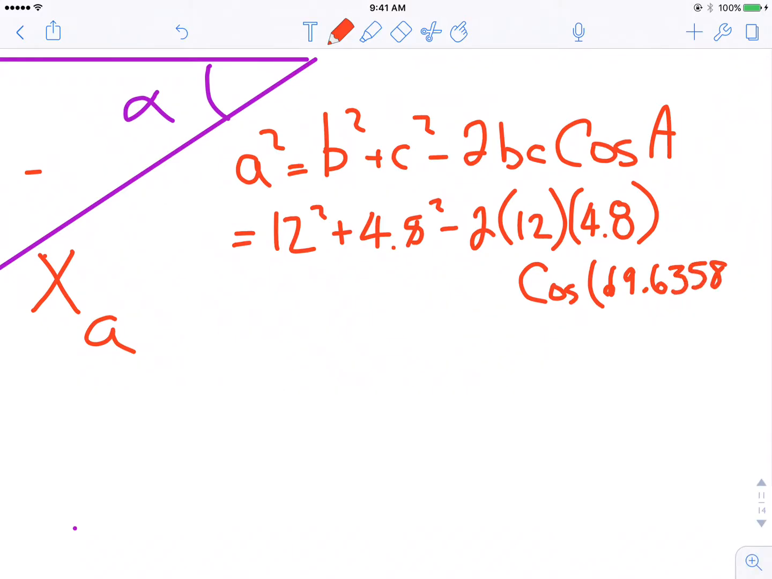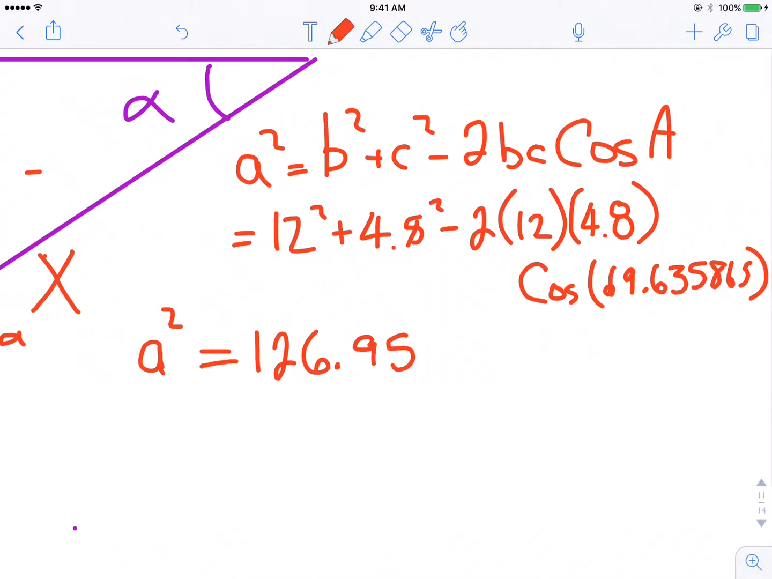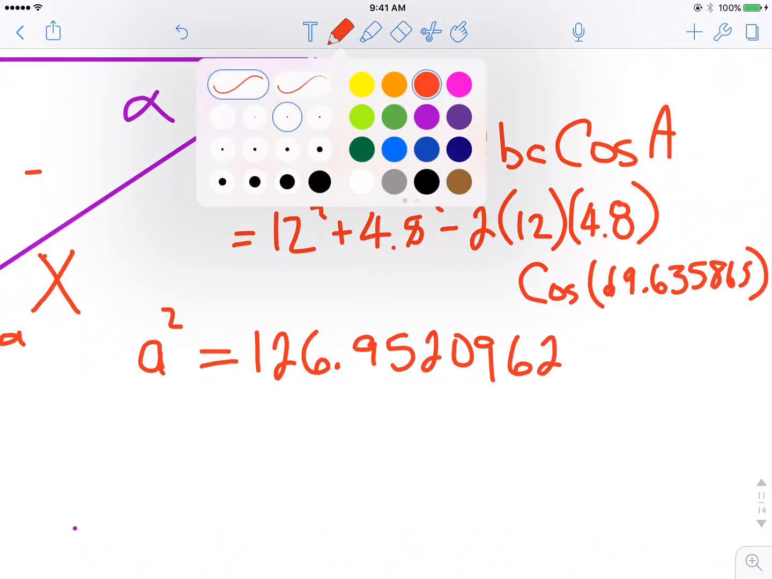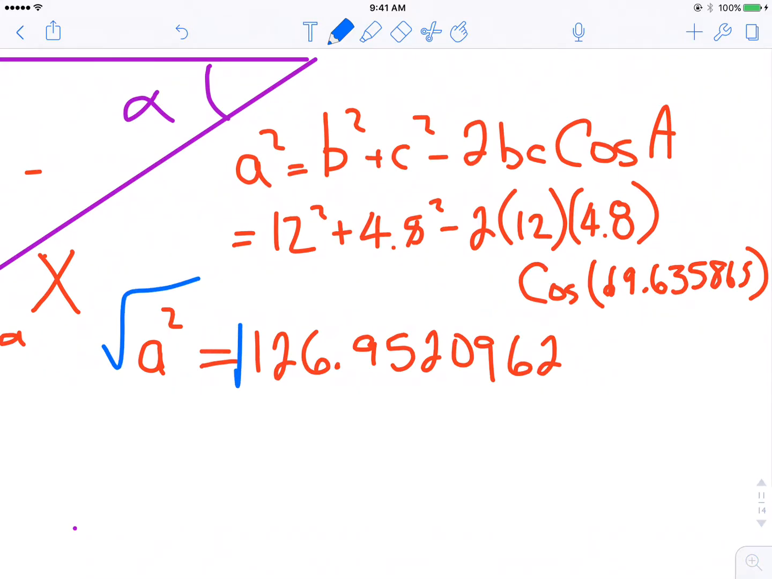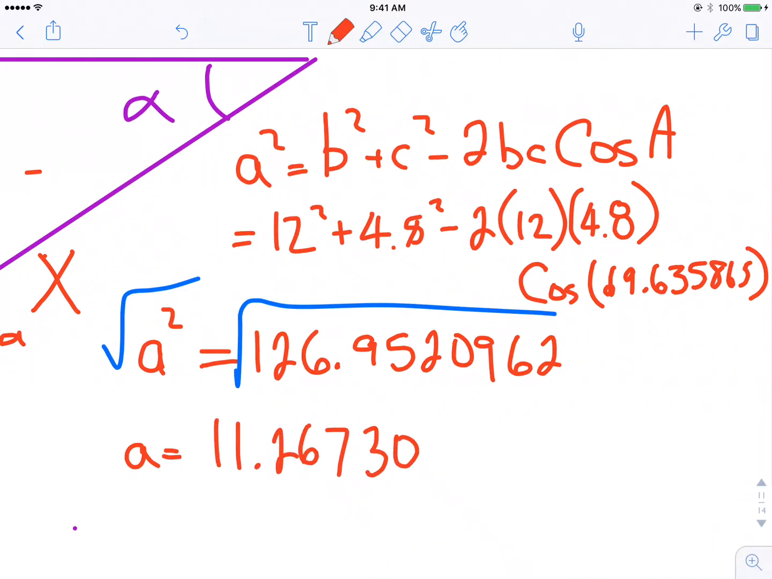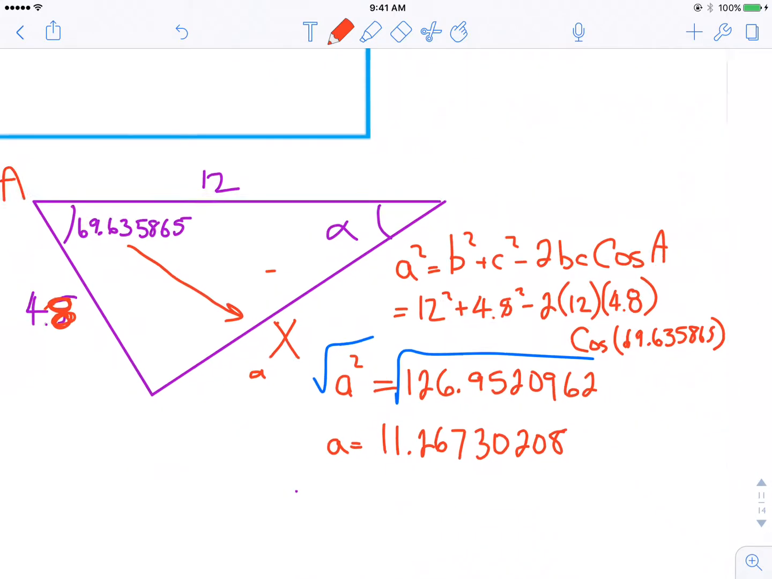69.635865. And yes, I have to use all those digits because I don't want to use a rounded value in my questions. Punch that into your handy dandy calculator. You get A squared equal to 126.9520962. Of course, last step here, looking for a side, I take the square root of both sides, which gives me A is equal to 11.267302088. That's side A.